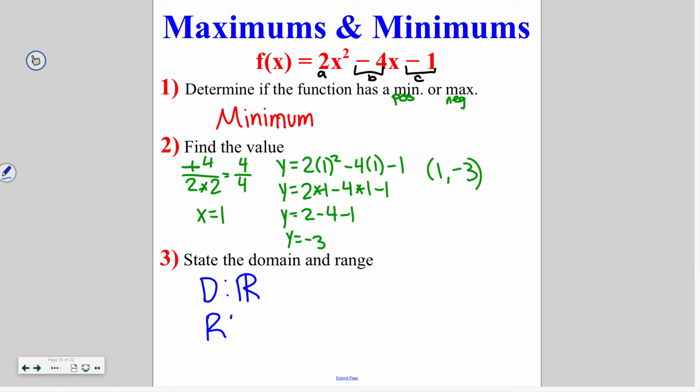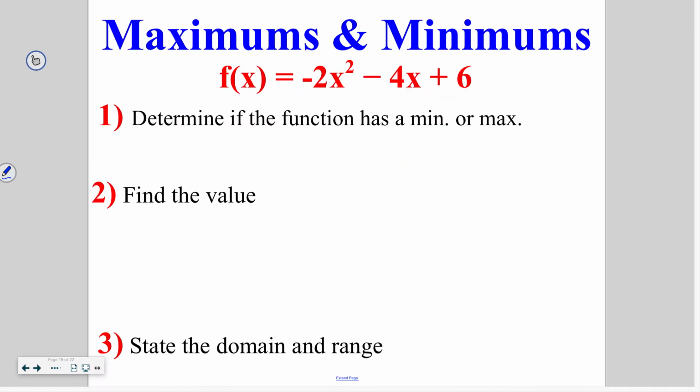When it comes to the range, we have to pay attention to the y value of that minimum point. In this case, it's a minimum, so the y's are getting bigger. So it is bigger than or equal to negative 3. Had it been a maximum, we would flip that around and say that y is less than or equal to negative 3. Go ahead and try this one on your own.